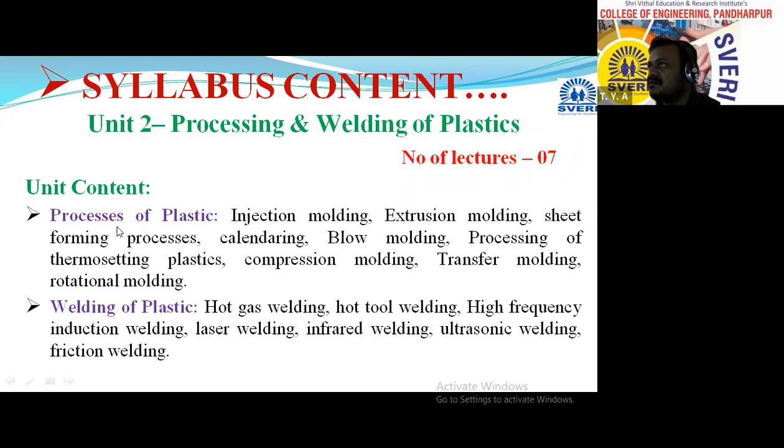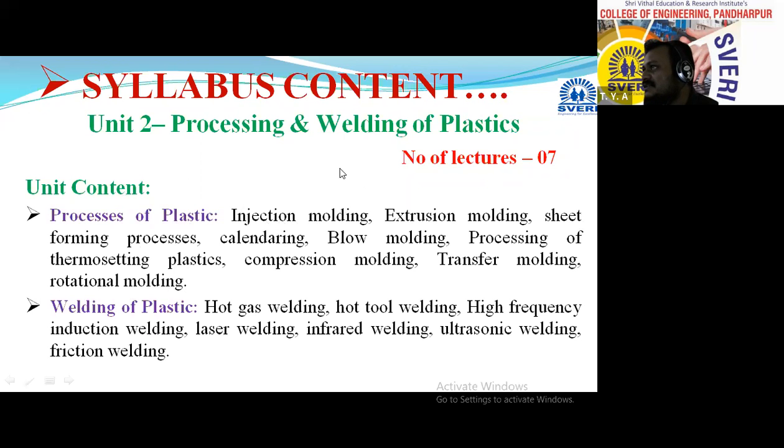Now in this processing and welding of plastics, we are going to discuss different processing methods. And while discussing these processing methods, as I have already told you, the basic classification of plastic material is thermoplastic and thermosetting. Depending on this only, for which material you are going to use, for thermoplastic materials which molding processes are suitable, and for thermosetting plastic materials which molding process is suitable, depending on that, these molding processes are added.